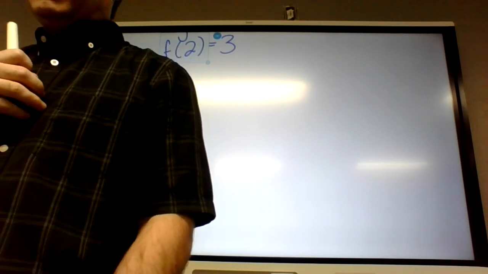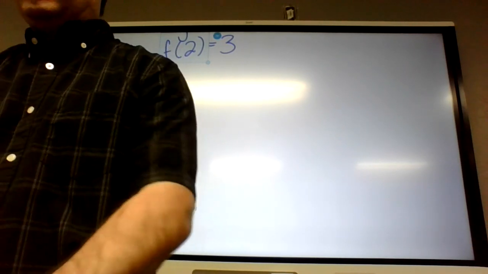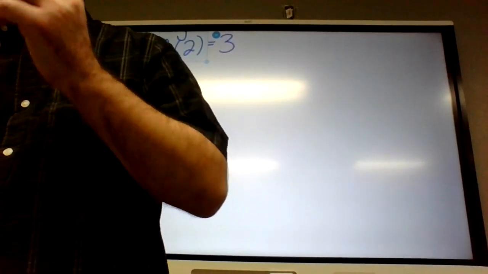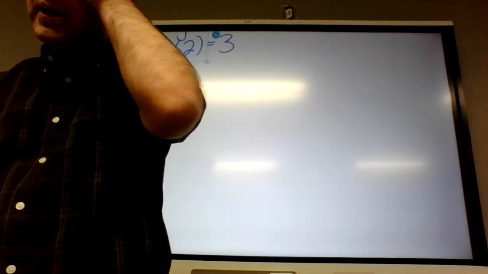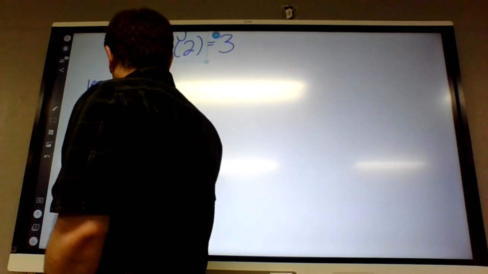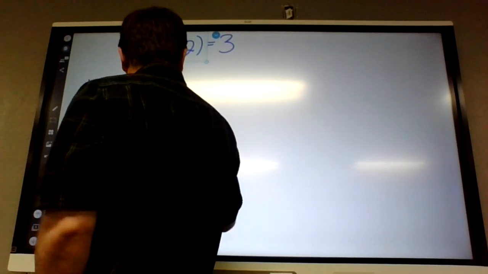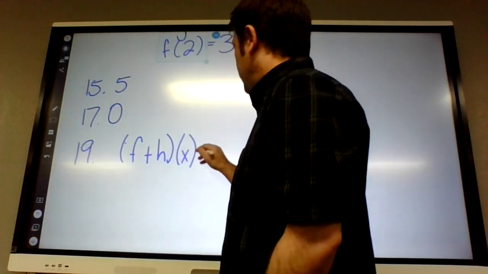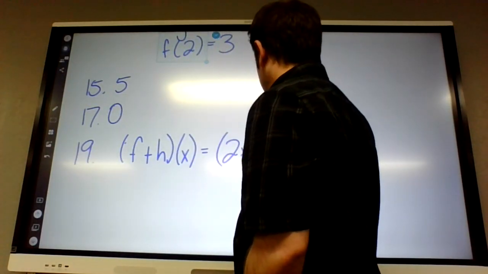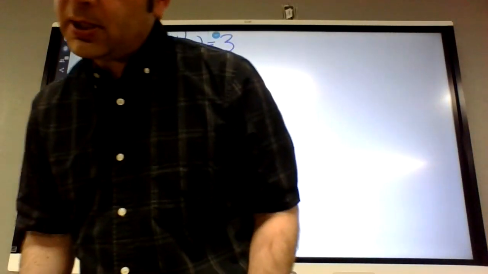Okay. 19 is kind of the same as 1 through 12, there's one extra step. What's f plus h of x? So you have to look all the way at the top of the directions. The f function at the top says 2x minus 1, plus the h says x squared plus 3x minus 2.